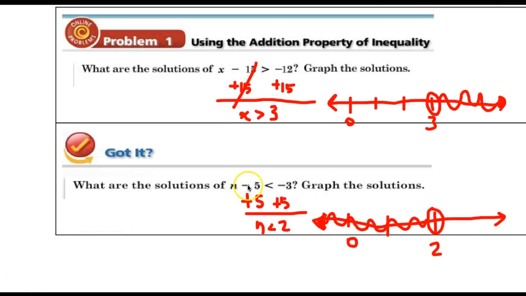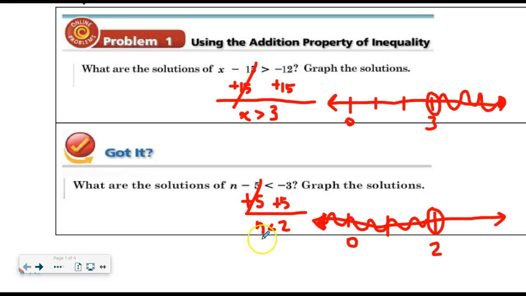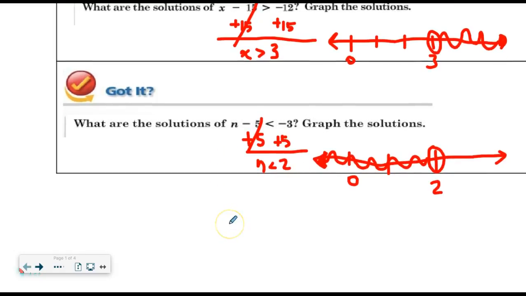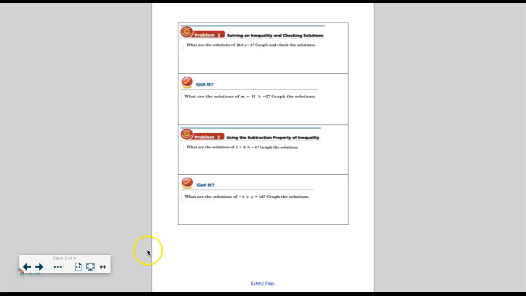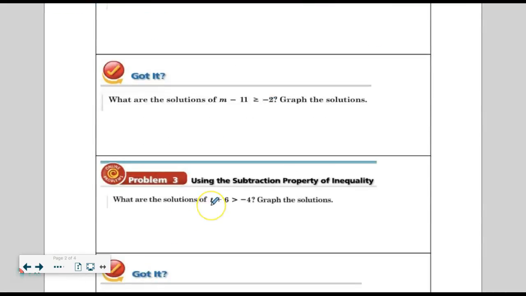So based on the fact that you have subtraction, I'm going to add 5 to both sides. It gets rid of it on the left. I'm left with n. The less than sign comes down. Negative 3 plus 5 is positive 2, so I get n is less than 2. I graph that on a number line. There's 0, there's 2. It's an open dot on 2, shaded left. Okay, if you don't have any issues with that, then we're moving on. If you do have an issue with that, go ahead and play it back, rewind, and see it again.